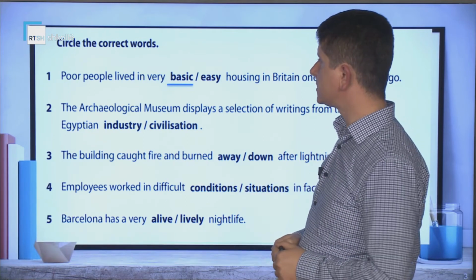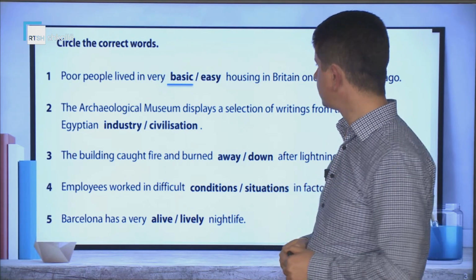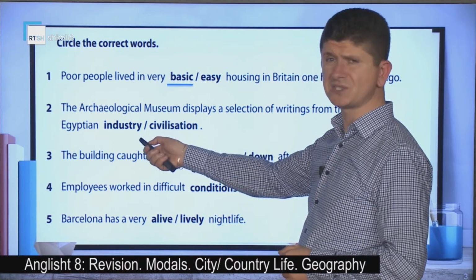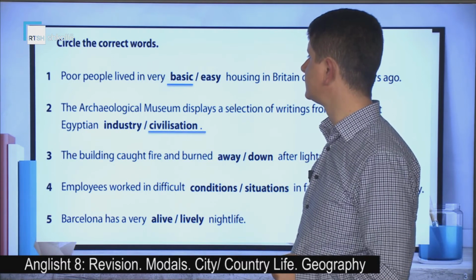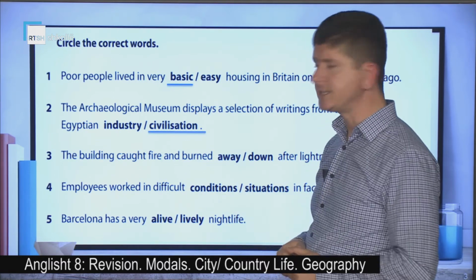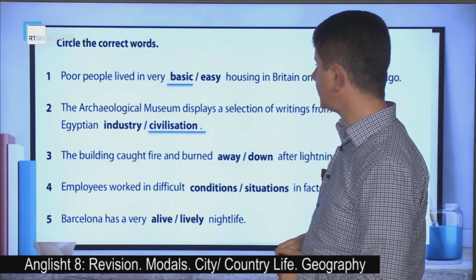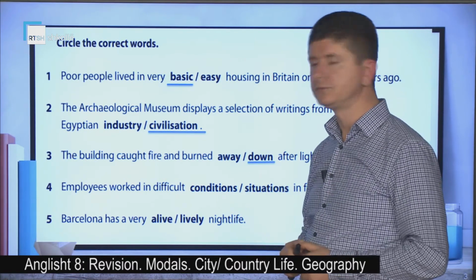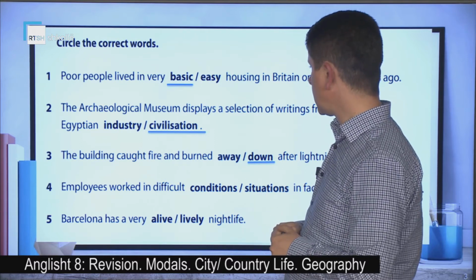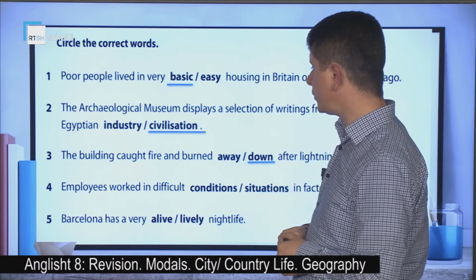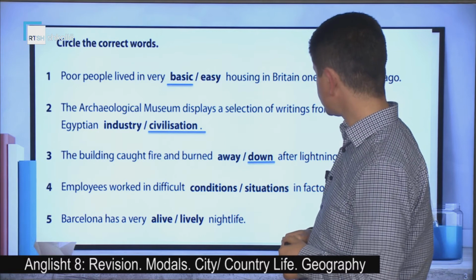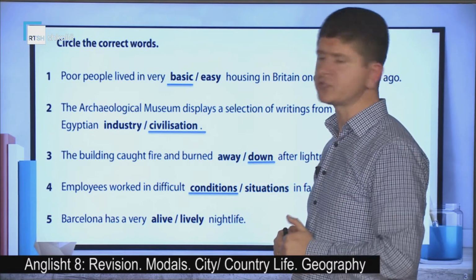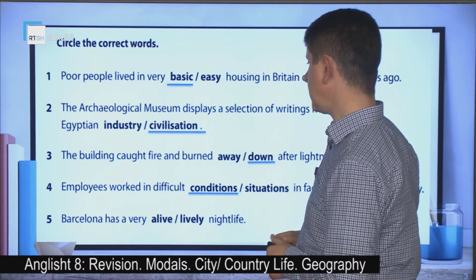The second sentence, the archaeological museum displays a selection of writings from the ancient Egyptian civilization. We say civilization. The third sentence, the building caught fire and burned after lightning hit it and burned down. Shkatërua u dojq. Number 4, employees worked in difficult conditions in factories in the 19th century. In difficult conditions. Kushtet e vështira. It's the same in Albanian.